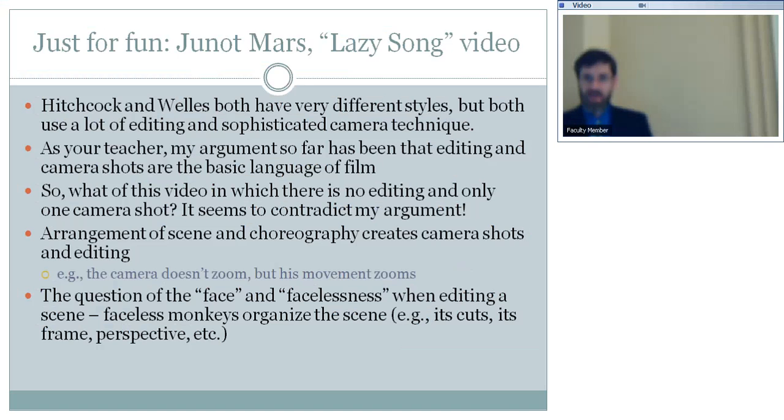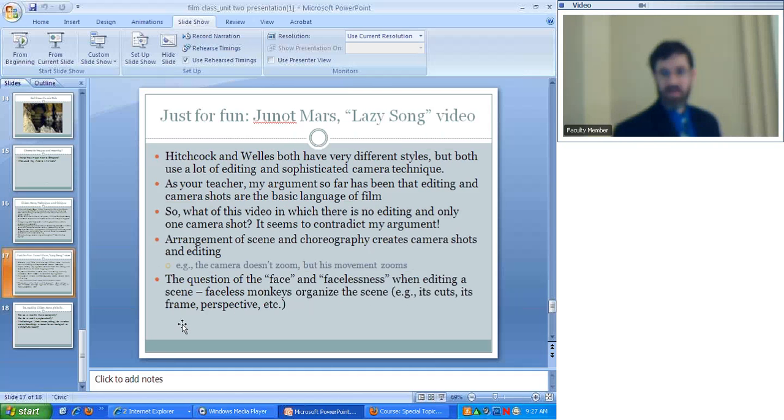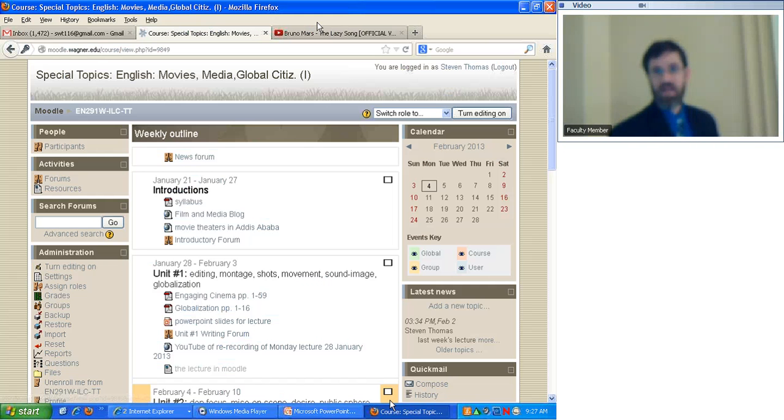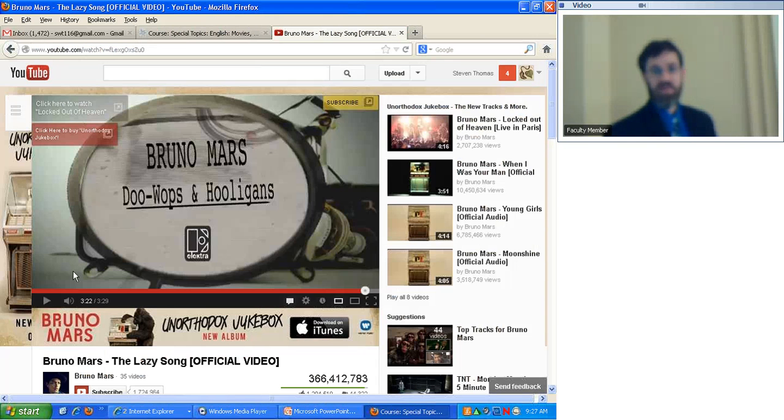Hitchcock and Welles both have very different styles, but both use a lot of editing and sophisticated camera techniques. So far in this class, I've been really trying to make an argument for why editing and camera shots are the basic ideas of film. But when you see this video, right?